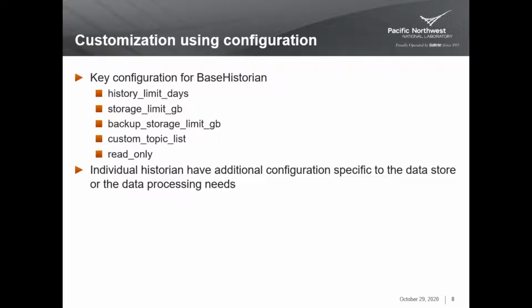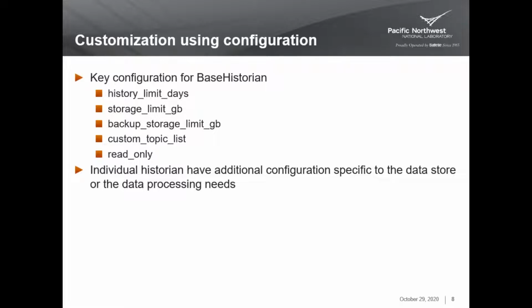Next is storage limit GB. This is another way of limiting your database size. It limits the size of the data store in gigabytes. The third one is backup storage limit GB. This is similar to the last one, only that it constrains the size of the backup cache created by the base historian instead of the data store created by the concrete historian. These size limit configurations are very useful if you're running VOLTTRON on small hardware, say a Raspberry Pi.